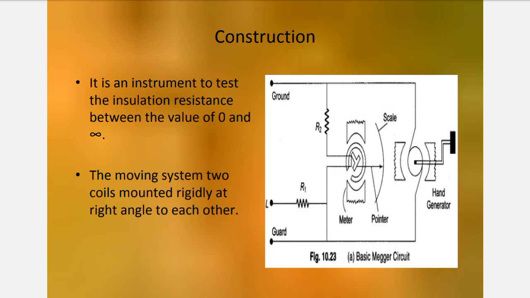The pointer indicates infinity. When, however, a resistance is connected across the terminals, a current flows in coil A and the corresponding torque draws the potential coil away from infinity. When the high resistance to be tested is connected between the terminals, the opposing torques of the coils balance each other, so the pointer takes a stationary position at some intermediate point on the scale. The scale is calibrated in megaohms so that the resistance is directly indicated by the pointer.